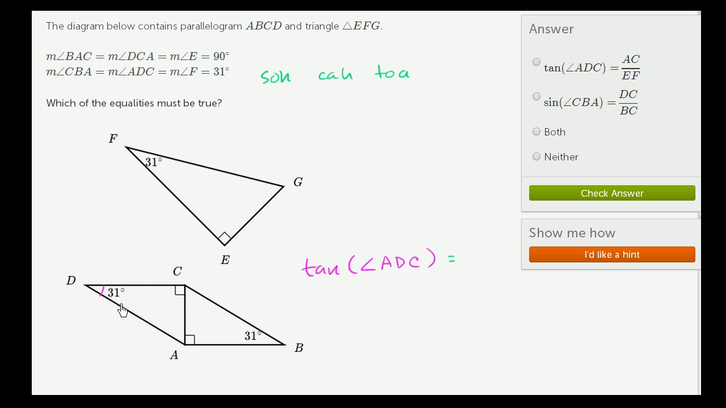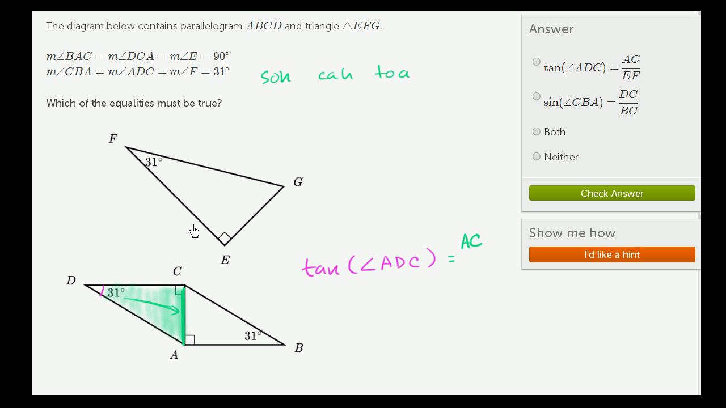So what is the opposite side to this angle? We're dealing with this right triangle, triangle ADC. Let me highlight it so that we know. That's the only right triangle that angle ADC is part of. And so what side is opposite angle ADC? Well, it's side CA, or I guess I say AC. Side AC is opposite.